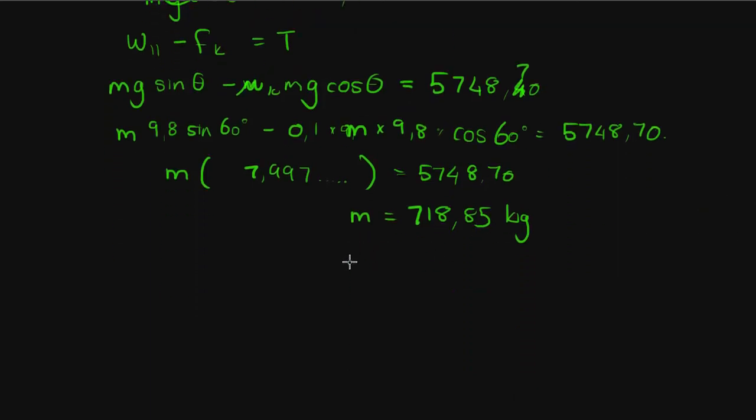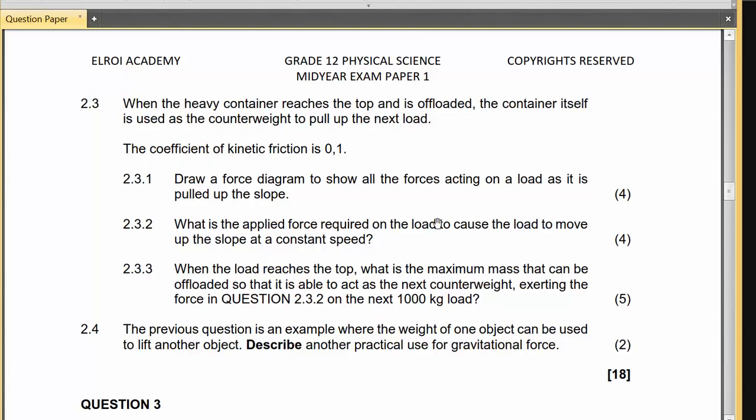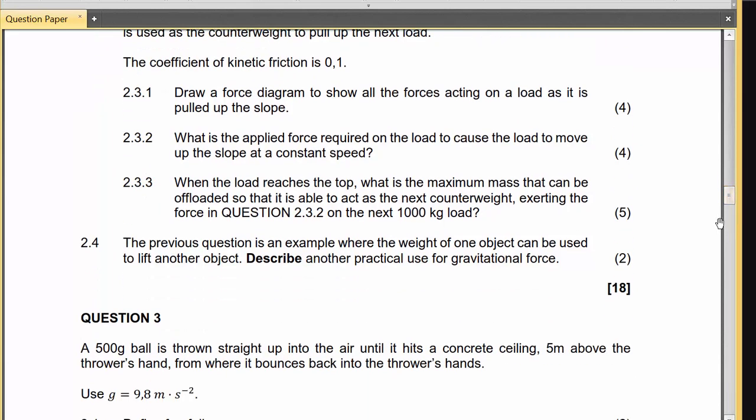Now I want to say, well, how much must I offload? Well, originally it's 1,000 kilograms. So I can offload 281,15 kilograms. I just subtracted it from 1,000. I hope I did it correct. Looks like it. Okay. 281,15 kilograms. That's how much I can offload in order to pull up the next load at that constant rate.